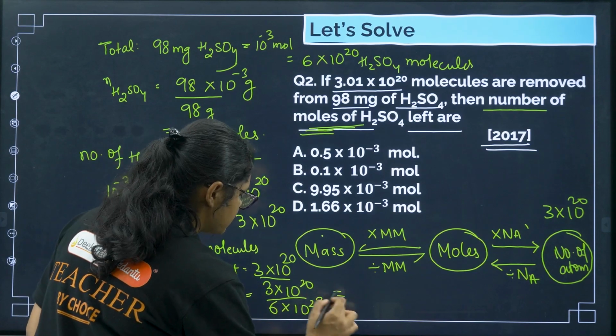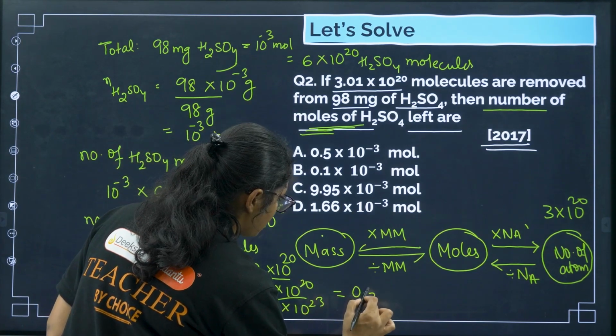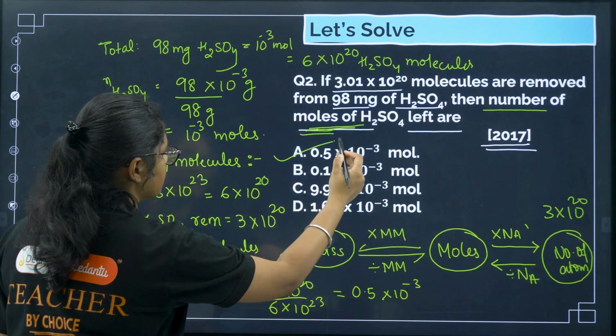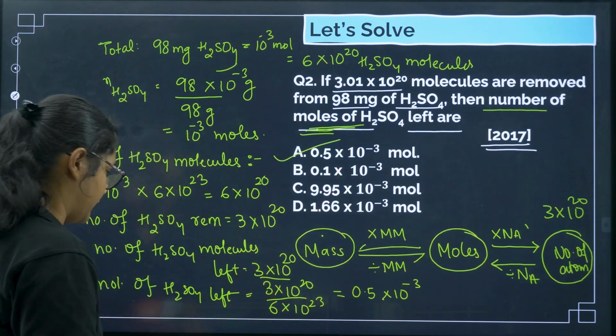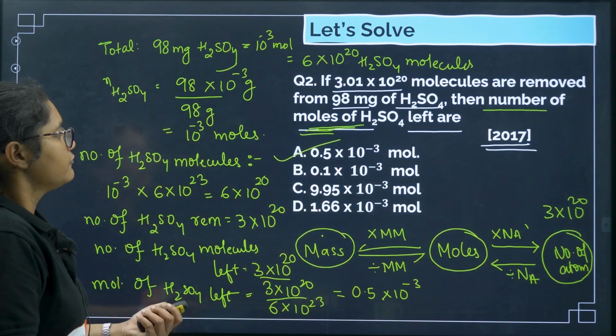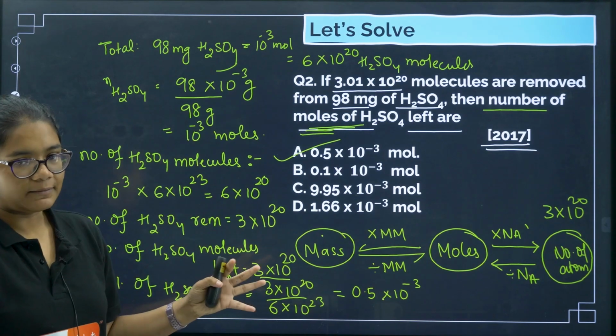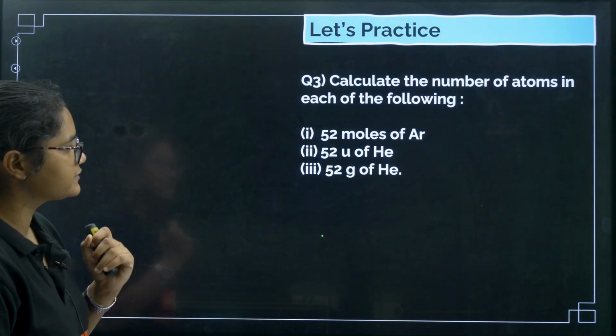So now if I do this, I'll get what? 0.5 into 10 to the power of minus 3. Okay, so the correct answer here will be option number A. Okay, fine. This was a very important question. All your conversion concepts would have been cleared. Okay, let us see the next question.